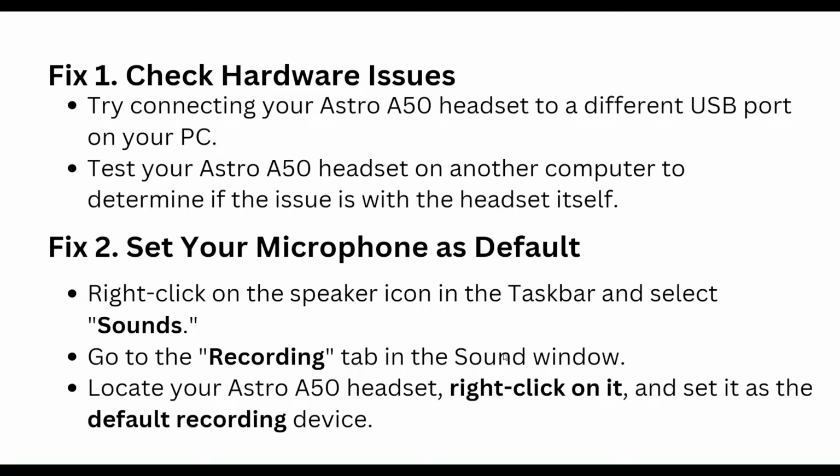Okay. Second is set your microphone as default. Right click on the speaker icon in the taskbar and select Sound. Go to the Recording tab in the Sound window. Locate your Astro A50 headset, right click on it and set it as the default recording device.